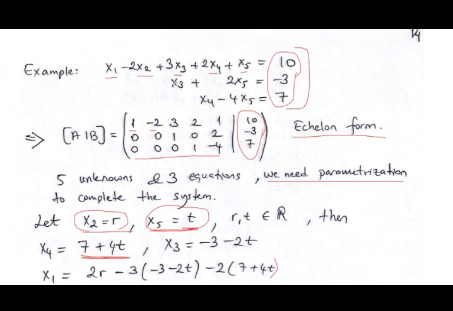And similarly, you can move on to x3, and then x3 equals minus 3 minus 2 times x5. So x5 is equal to t, so this becomes minus 3 minus 2 times t. And then move on to x1. Just by substituting all these values, you can write down x1 in terms of these parameters r and t. But effectively, r and t are arbitrary parameters, so we have infinitely many solutions to this system.